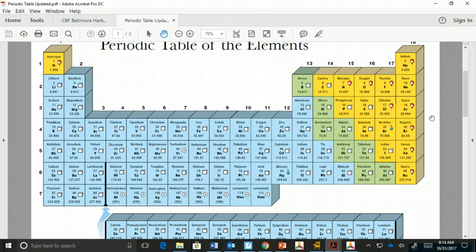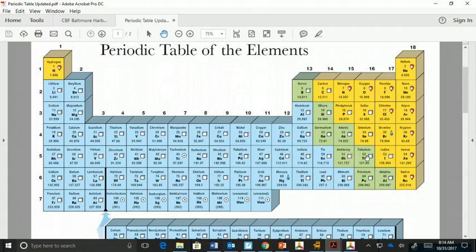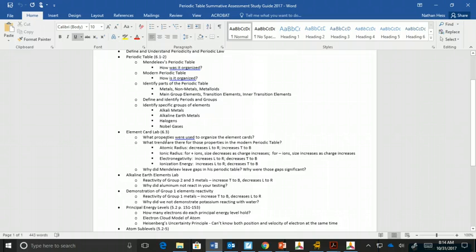So he knew they had to go together in the same group, but to put them in that order messes up their atomic mass. So here are the trends that you should be comfortable with. Atomic radius, how big the atom is, decreases from left to right and increases top to bottom.